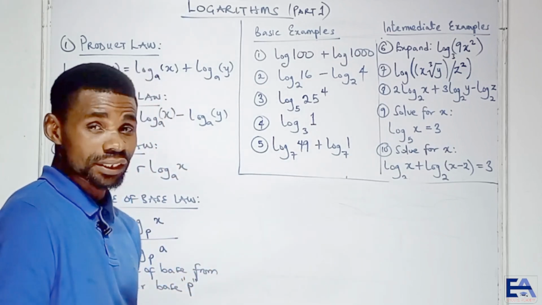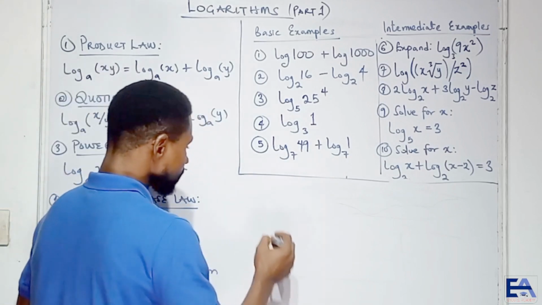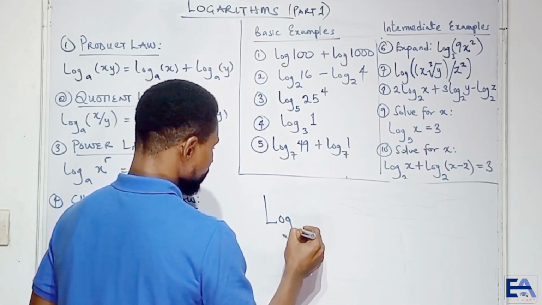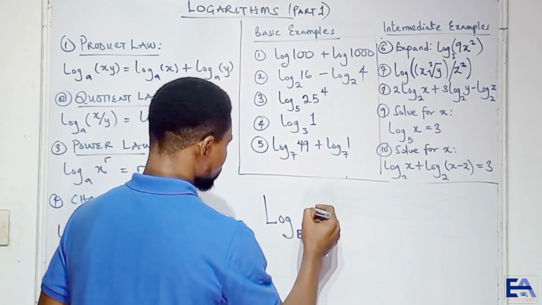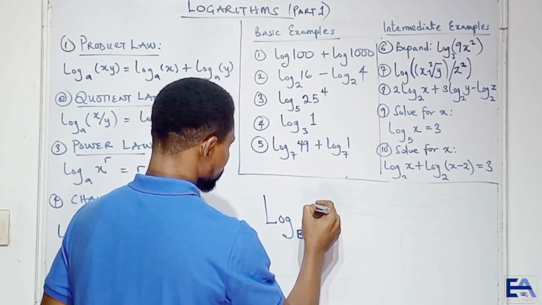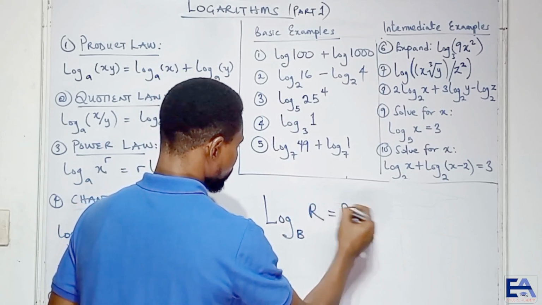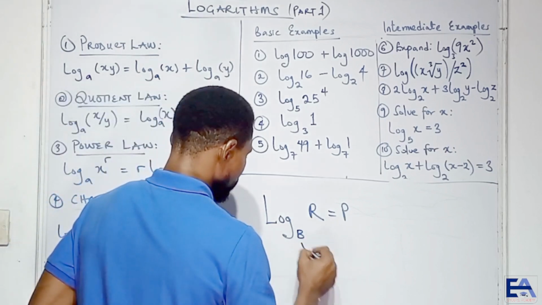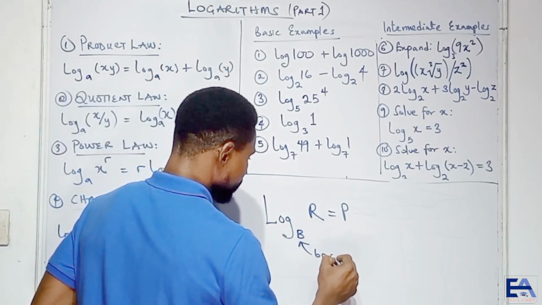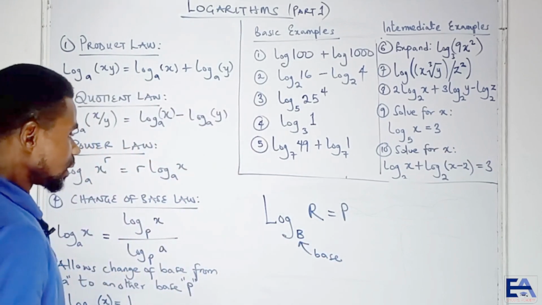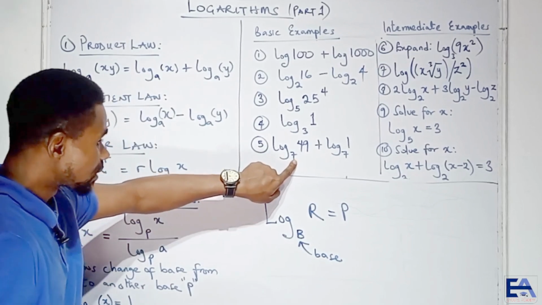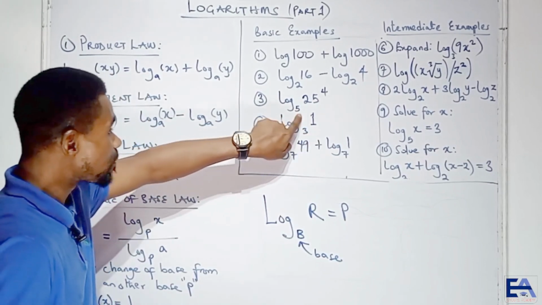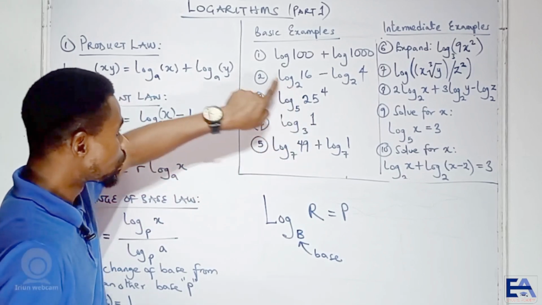Now let's check it out. If, for instance, you have log b r is equal to p, please take note that b stands for the base. This is the base of the logarithm. Just like we have this 7 here as the base of this logarithm, 3 is the base of this logarithm, 5 is the base of this logarithm, 2 is the base of this logarithm.